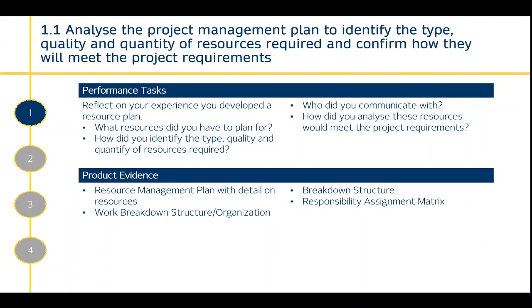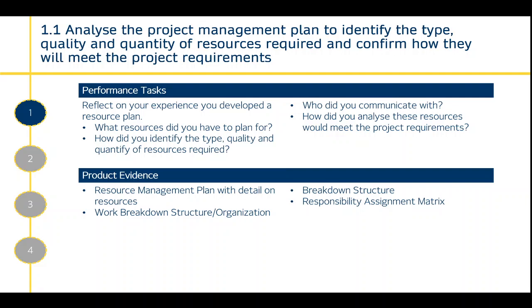So let's start with outcome 1, which is putting together a resource plan for your project, or at least contributing towards it. 1.1 is analyse the project management plan to identify the type, quality and quantity of resources required and confirm how they will meet project requirements.